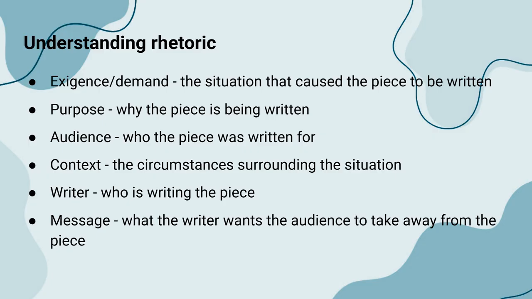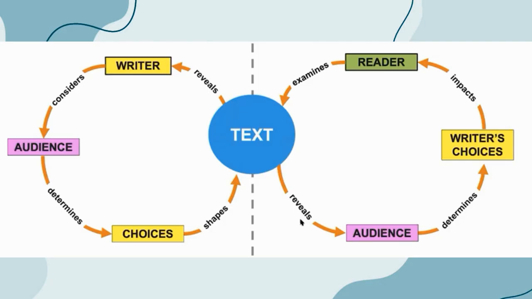The purpose: why was it being written? Audience: who was it written for? Context: the circumstances surrounding it. Writer: who was writing it, the author. And then the message: what does the author want the audience to take away? All of those are rather simple. I think exigence is the only one that's a bit of an outlier, and sometimes a little harder to wrap your brain around, but even so, it should be rather simple. This is a graph the AP uses quite constantly. I think it's a very good one. You'll see that either way, the text is at the center of it.